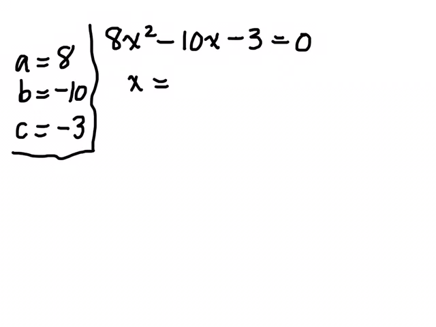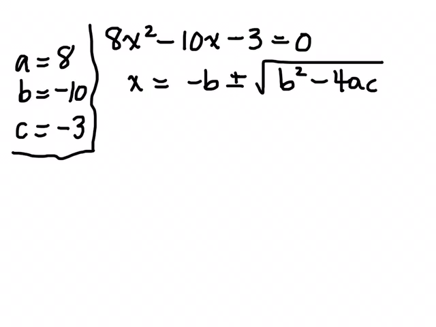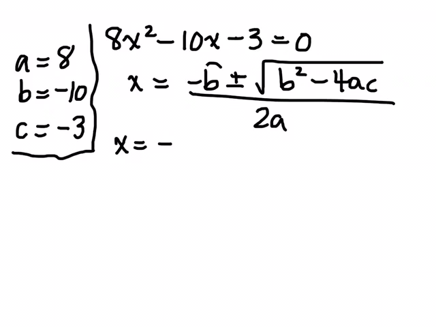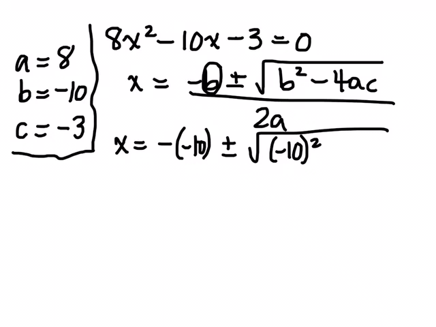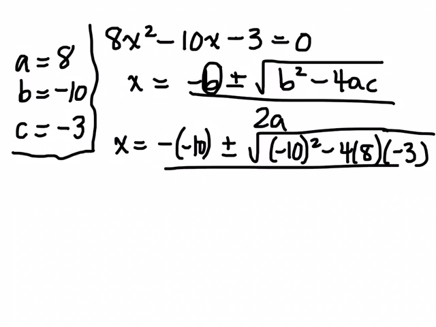Write the quadratic formula and plug in the values. x is equal to negative b plus or minus the square root of b squared minus 4ac, divided by 2a. So x is equal to negative b, b is -10, plus or minus the square root of -10 squared minus 4 times 8 times -3, divided by 2 times 8.